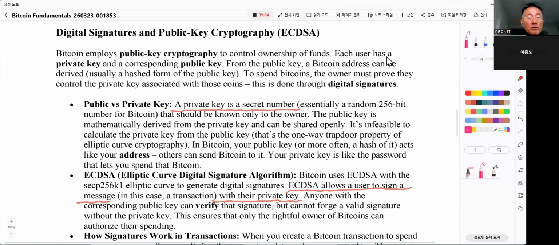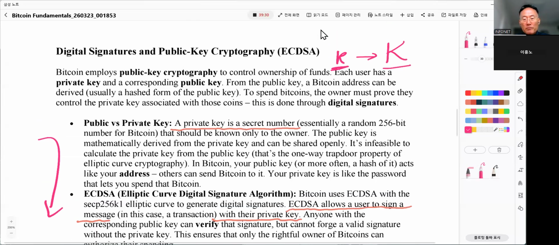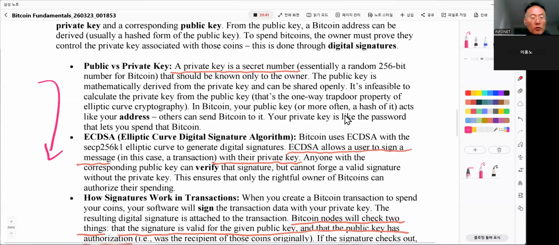So we can read about public key cryptography. We have a private key and we have a public key. Here I'm using K as a key, right? Small k is a private key. Capital K is a public key. So using the private key, you sign a transaction, and then using the public key, you let others know, right? All right. And Bitcoin uses the elliptic curve digital signature algorithm, okay?